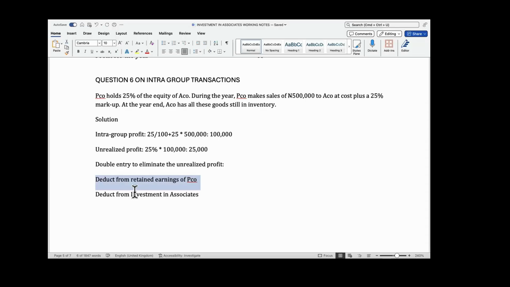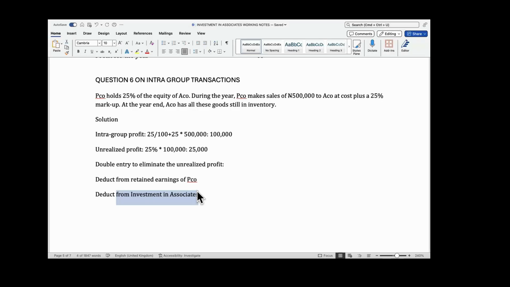We have sold it to the associate. We don't consolidate, so we cannot deduct inventory. That would be wrong. If you deduct inventory, you are deducting inventory of the parent, and there's no profit loading in that. That transaction, the inventory, is with the associate. So the only item representing the associate in our books, in the consolidated account, is the investment in associate. And that is why we are deducting investment in associate.